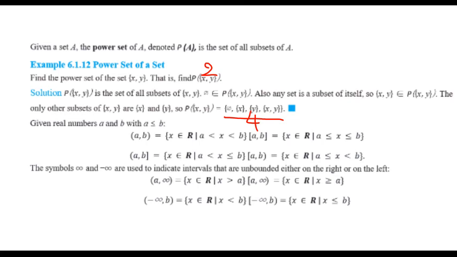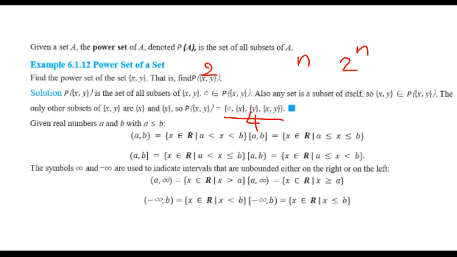In general, if we have n elements in A, then the power set would have 2 to the power n elements. And this can be proved. We are going to prove it later in this course. So keep in mind that, for example, in this case, where n is 2, we have 2 to the power 2, which is 4 different members for the power set of the set including x and y.